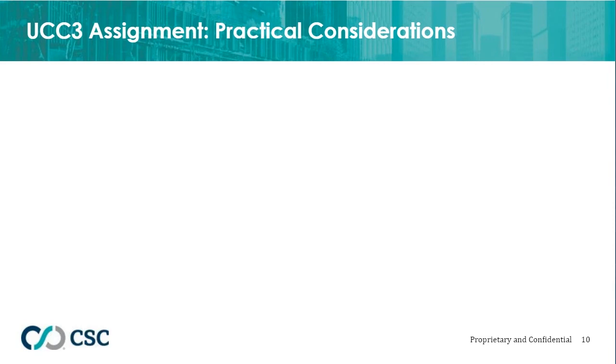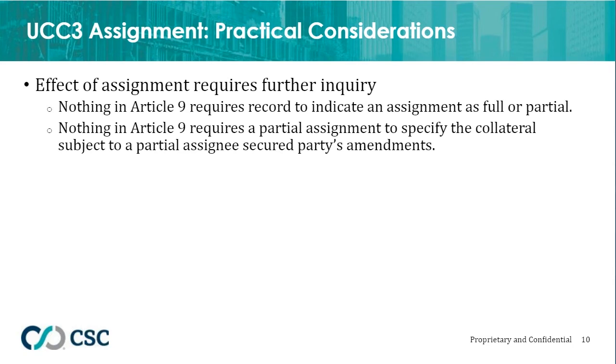So UCC3 assignments, some practical considerations. From a searching perspective, remember that the effect of an assignment requires further inquiry beyond the public record. There's nothing in Article 9 that requires a filer to indicate that an assignment is full or partial. There are a couple of states that have required that, but Article 9 does not. Article 9 doesn't require a partial assignment to specify collateral. That's something that a searcher could learn through further inquiry of the parties involved.